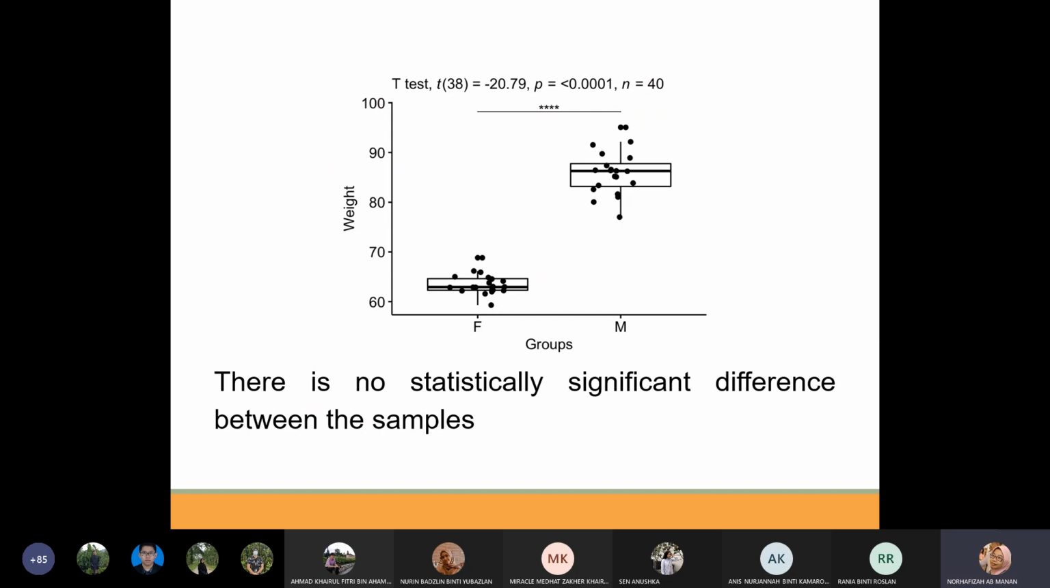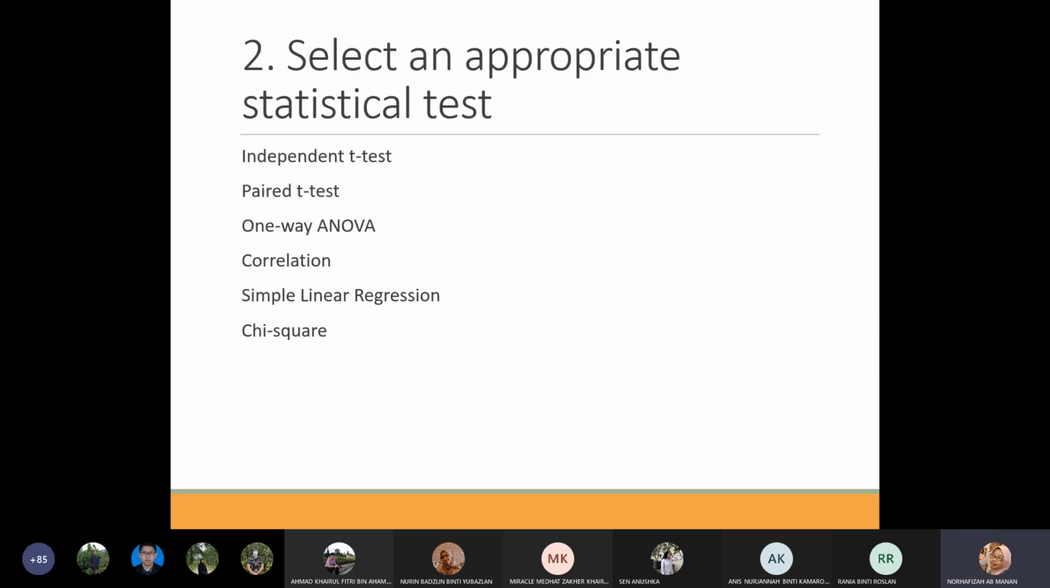This is an example for the hypothesis development. The null hypothesis: there is no statistical difference between the two samples. So null is always no relationship, no difference. That's the null hypothesis. And then second, you need to select an appropriate statistical analysis. The second step, this is the list for bivariate statistic that we will touch today.